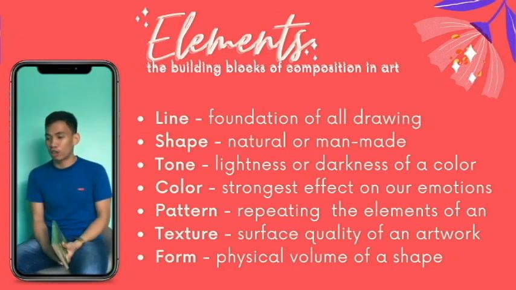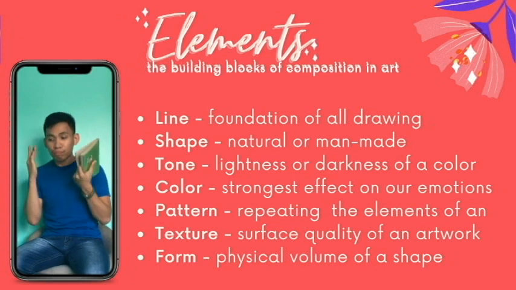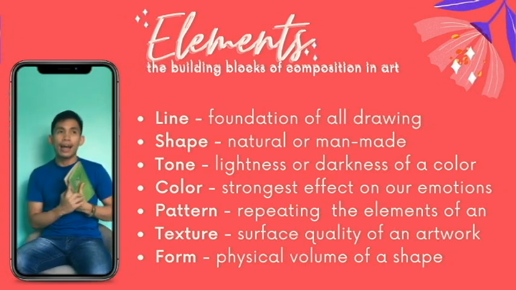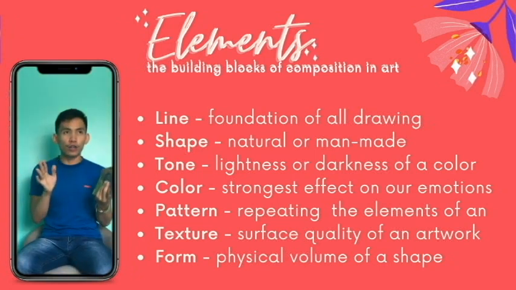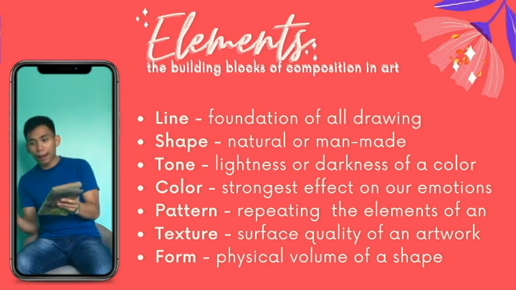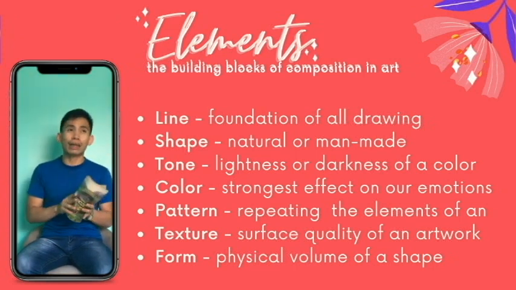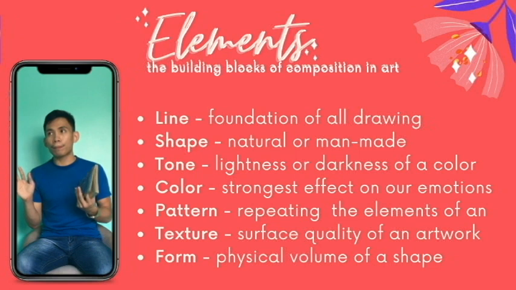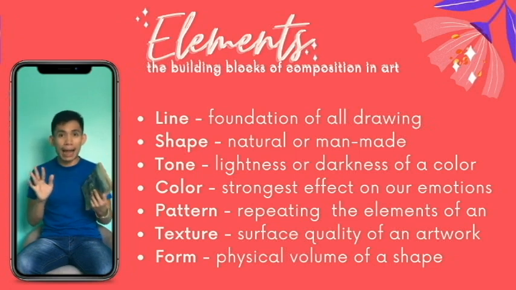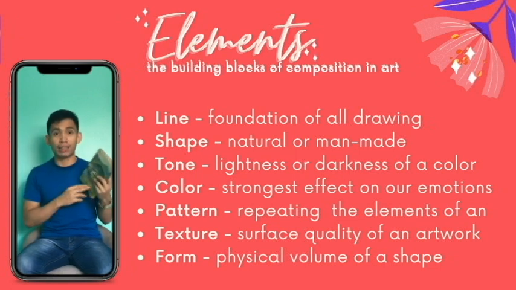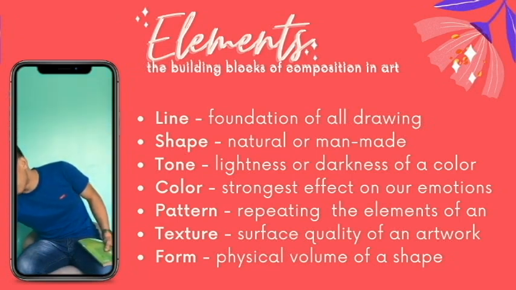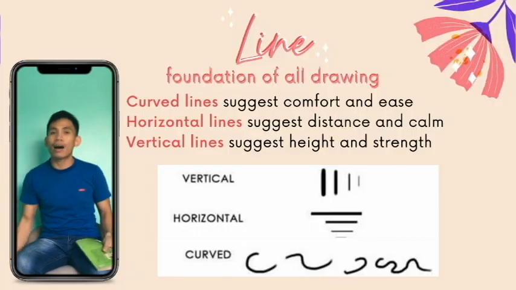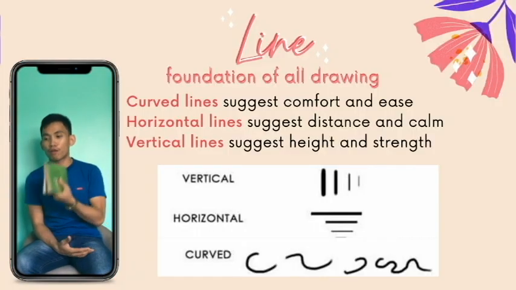We have texture. Texture is the surface quality of an artwork. And lastly, we have form. It is the physical volume of a shape. We are going to differentiate shape and form. Other people consider shape and form the same, but they are not really. Okay, for the first element, we have line. Again, it is the foundation of all drawing.